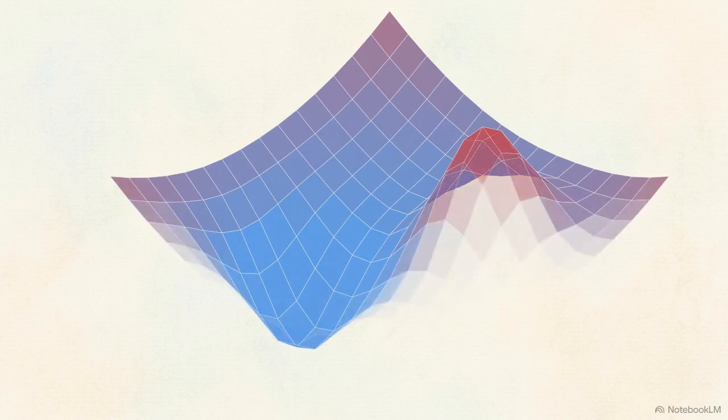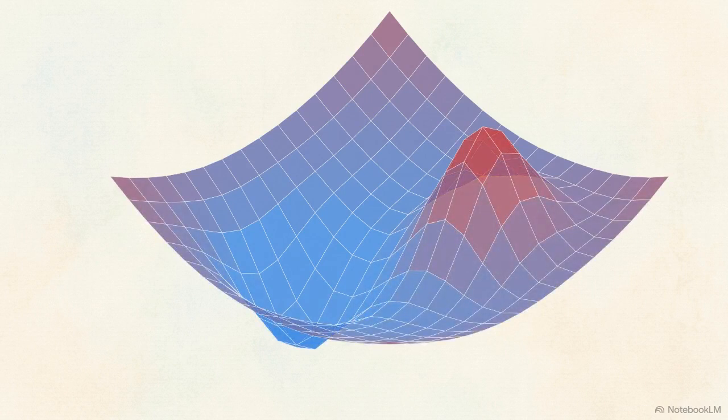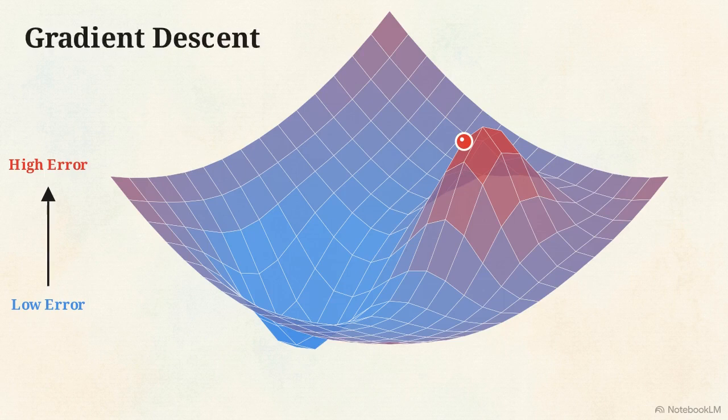We can visualize all of those potential errors using a 3D topographical landscape graph. In this space, height equals error. Because our network just made a terrible guess, its marker is currently standing high up on a steep slope. To figure out how to get off that peak, the network uses an optimization algorithm called gradient descent.